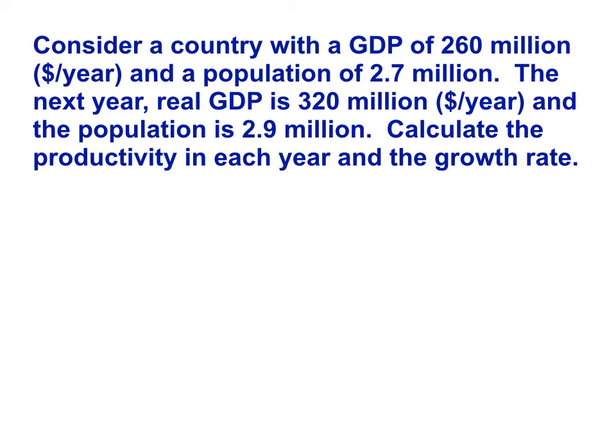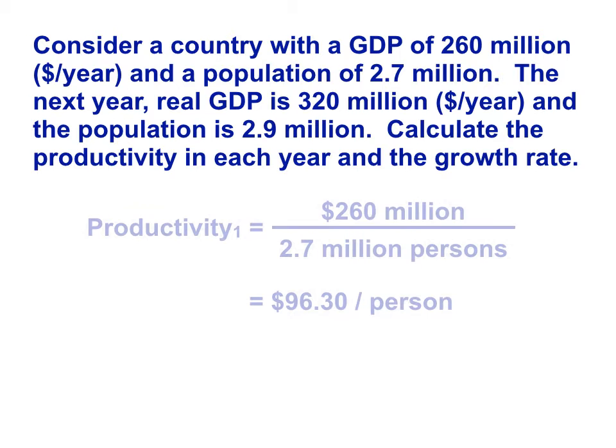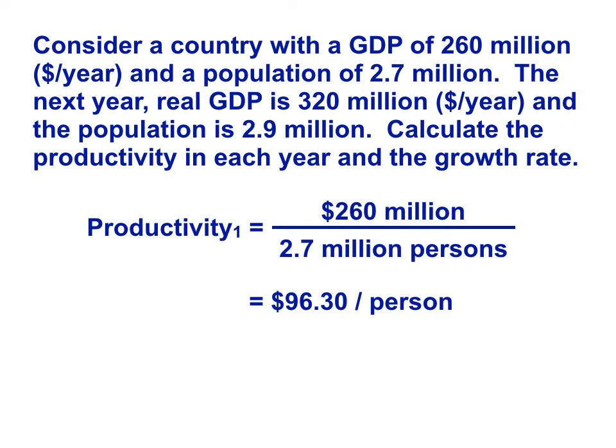So let's do an example here. Consider a country with a GDP of $260 million per year, a population of 2.7 million, and we see that the GDP in the following year is 320 million, and the population is 2.9 million. I want to calculate the productivity in each year and the growth rate. So here we have that productivity. $260 million divided by 2.7 gives me $96.30 per person.